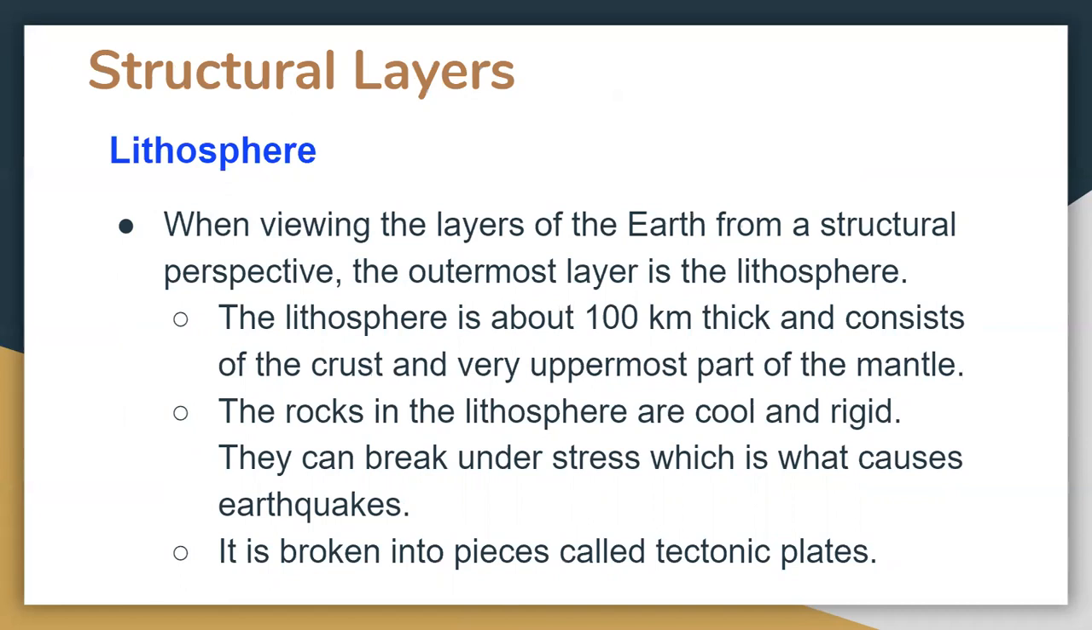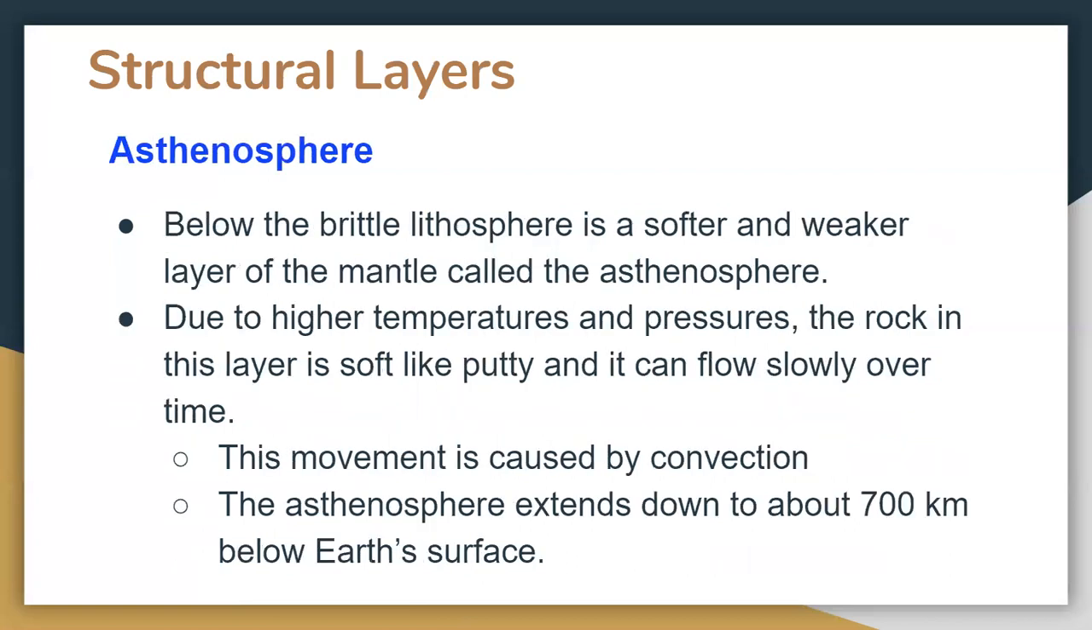The lithosphere is about 100 kilometers thick, and it consists of the crust and the very uppermost part of the mantle. The rocks in the lithosphere are cool and rigid, meaning that they can break under stress, which is what causes earthquakes. And the lithosphere is also broken up into different chunks or pieces, which we call tectonic plates.